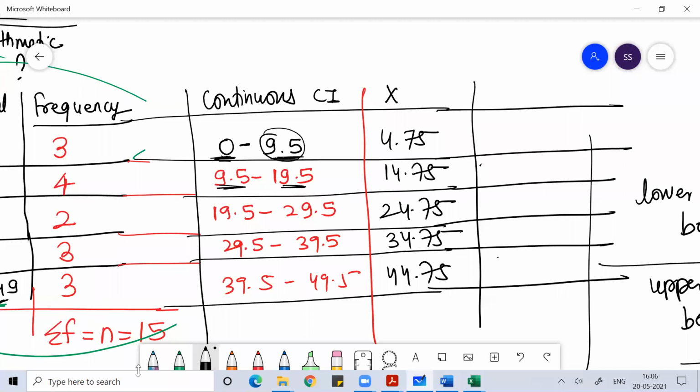So this is what this will be. This will be 14.5 like this. Then this will be 24.5. This will be 34.5. This will be 44.5. Clear, everyone?